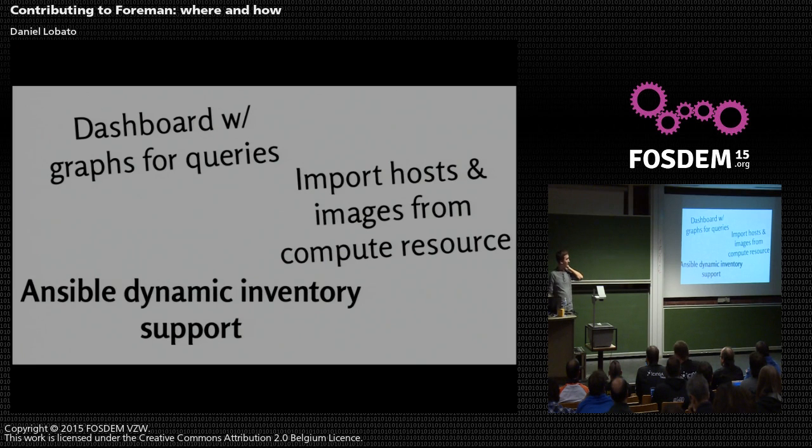We have a dynamic inventory for Ansible that some guy made more or less 1 year ago, I think. I tested it and it works with all versions, but it's now abandoned because the guy left the company where he used this. So if anyone wants to start improving how the Ansible dynamic inventory works with Foreman, that would also be a nice initial contribution.